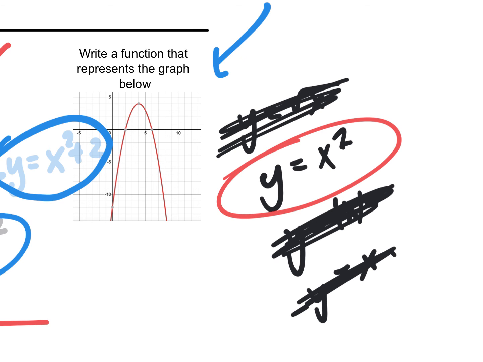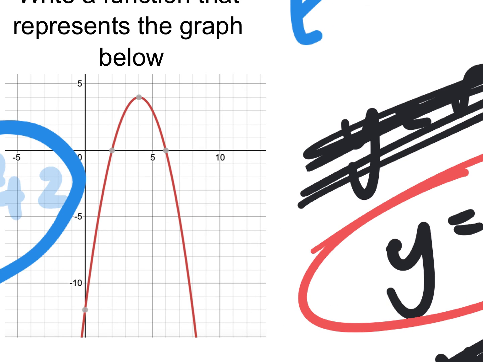Well, that's the parent graph. But do you see that this one has been changed? It's not just y equals x squared. Everybody take a second here. Give it your best shot. What do you think the equation is for this? And I'll give you this point just because I know it's sometimes a pain to try to look up on the screen and figure out what that is. That's 4, 4 right there. All right, write the equation for it.